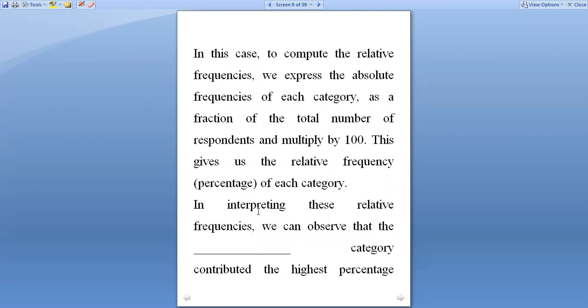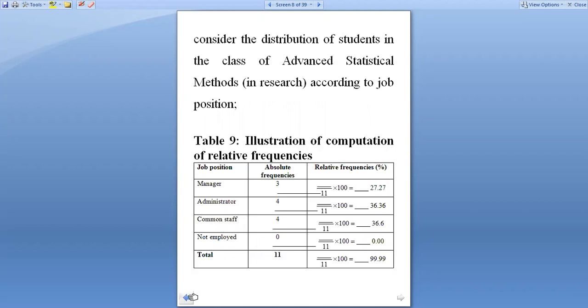So look at this paragraph here. This is where we said, in interpreting relative frequencies, we can observe that... I left this space just to look at the current situation. When you are interpreting frequency counts, usually you can point out the category with the highest frequency. If you also want, you can point out the category with the lowest frequency.